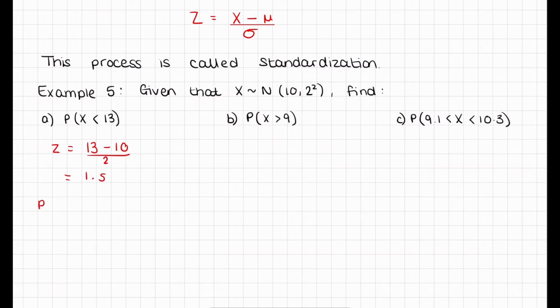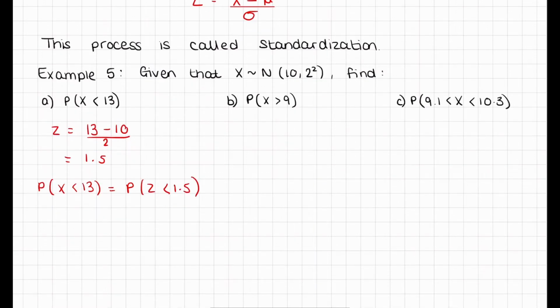So that is telling us the probability of x being less than 13 is equal to the probability of z being less than 1.5. If you put the probability of z is less than 1.5 into the calculator, you will get an answer of 0.933. Now remember, for the z, we have our mean is equal to 0 and the standard deviation is equal to 1. So that's what you put into your calculator for those sections.